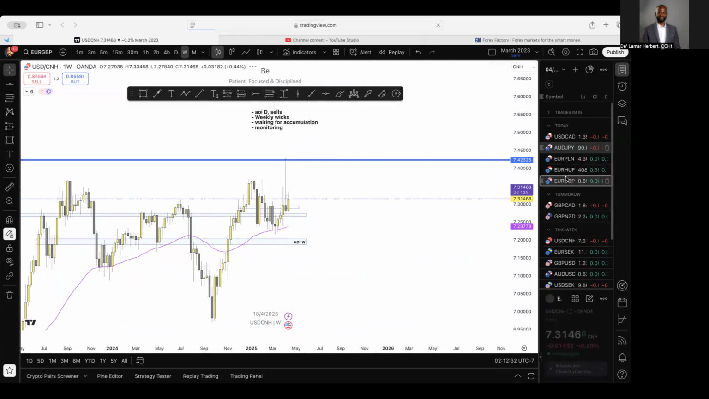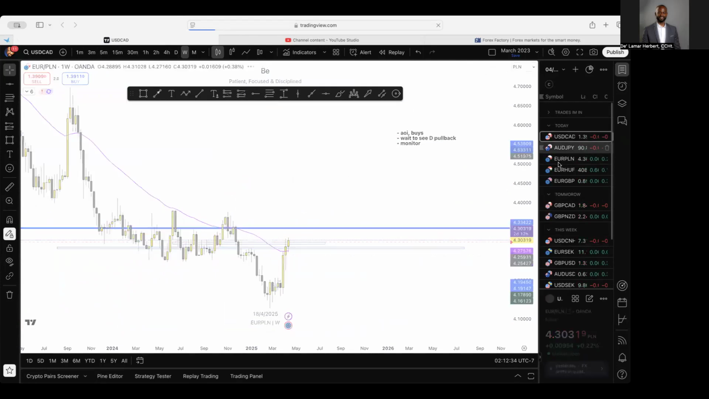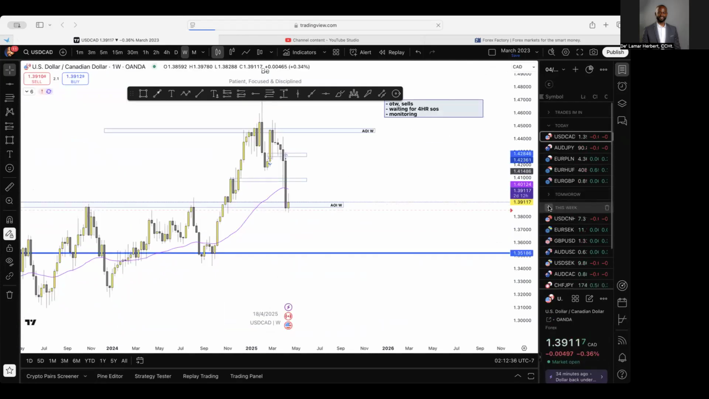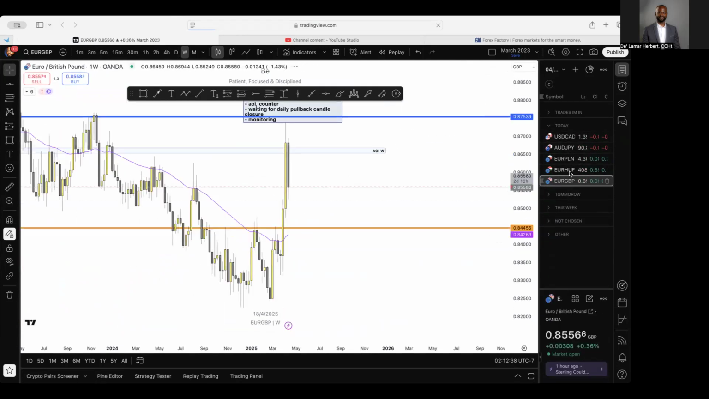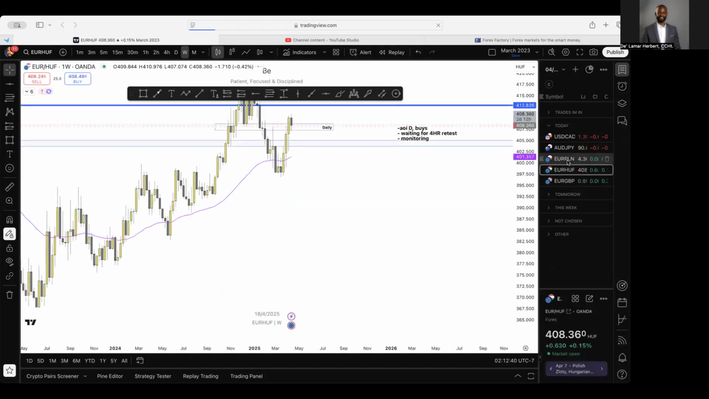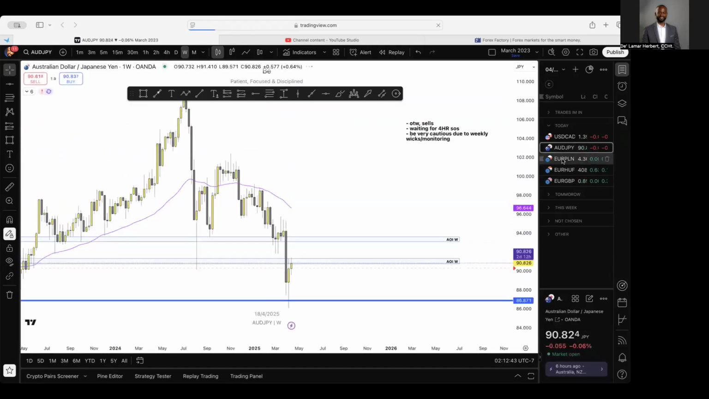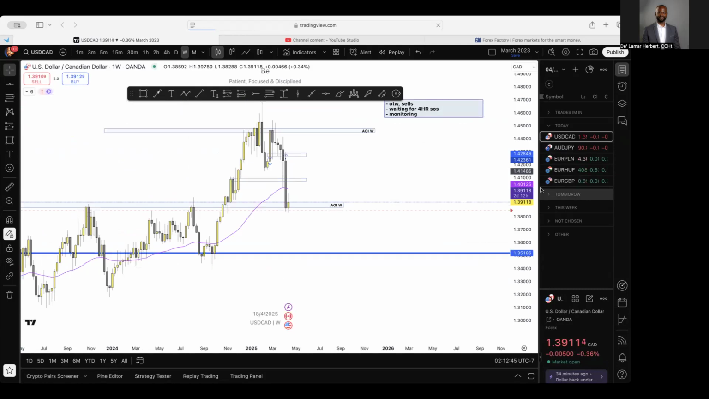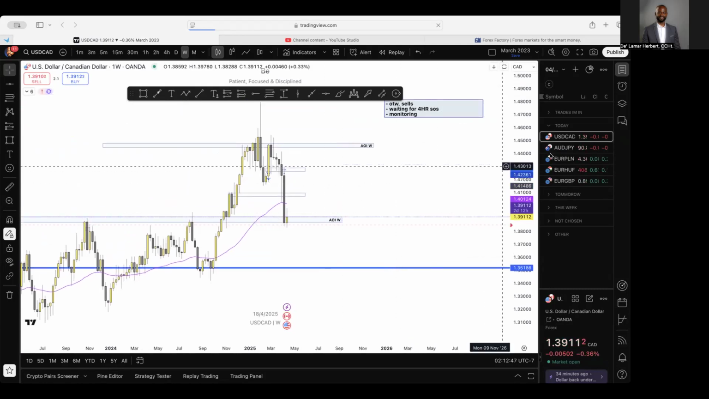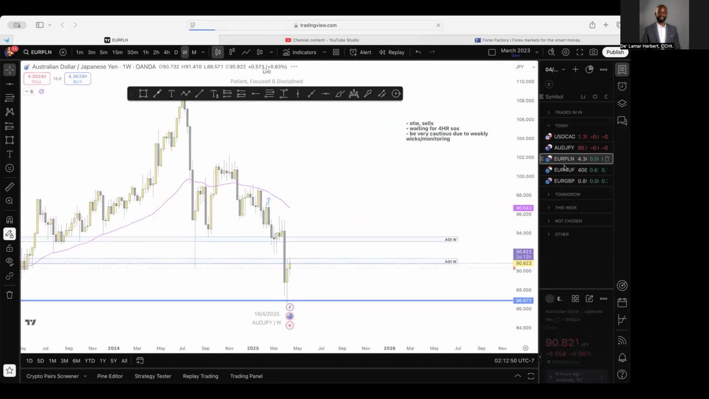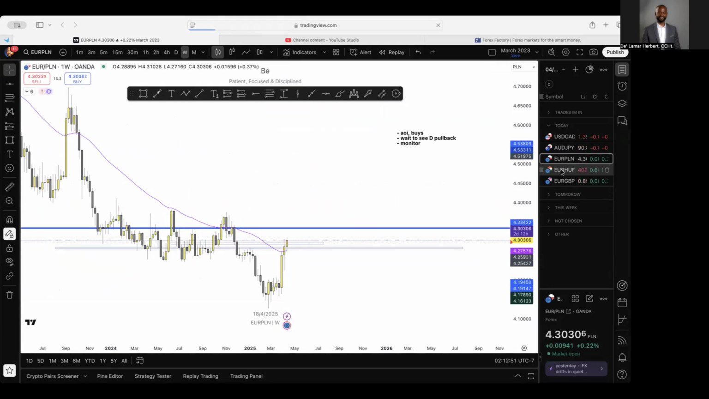So right now I got 1, 2, 3, 4, 5 for today. Okay, Euro GBP, Euro HUF, Euro PLN, AUD JPY, and USD CAD. All right, I got my alerts placed on, so ready for the market today. All right, let's go.